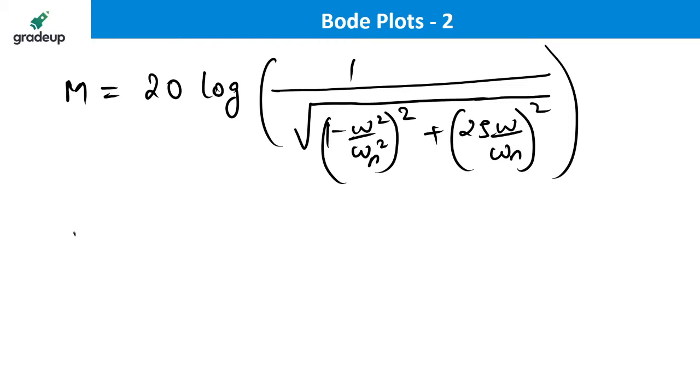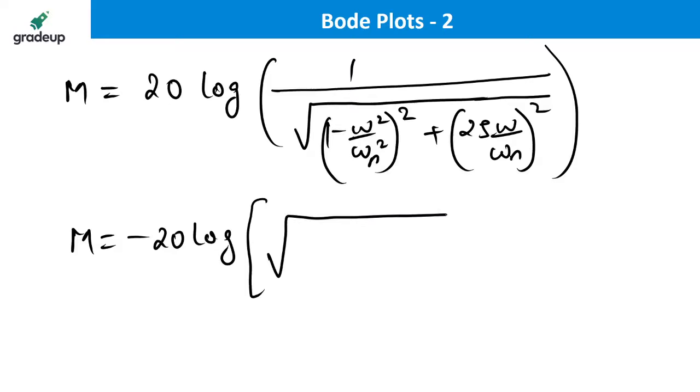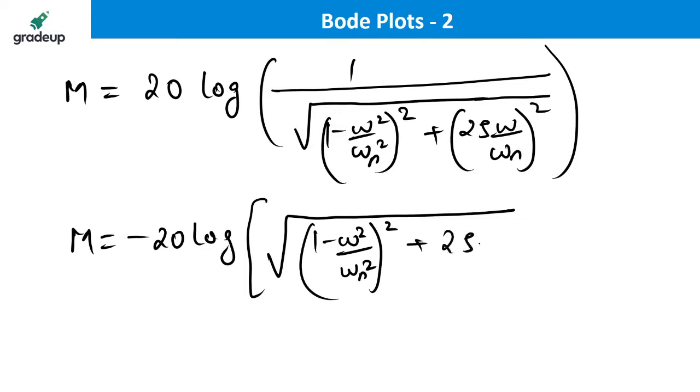Log 1 by x is minus log x. So magnitude is minus 20 log of root over 1 minus omega square upon omega n square the whole square plus 2 zeta omega upon omega n whole square. Okay. Now, what are the approximations? Now, starting with the approximations, guys.